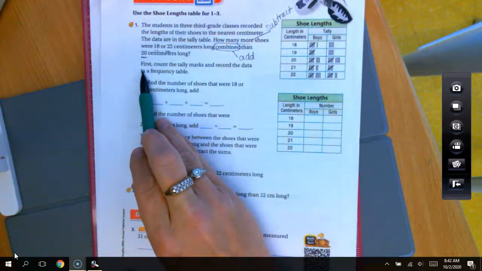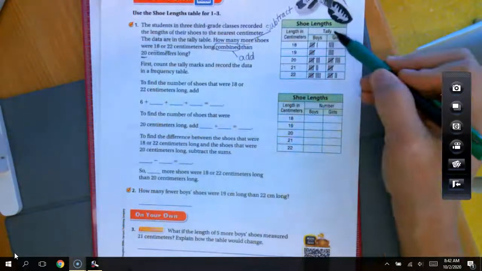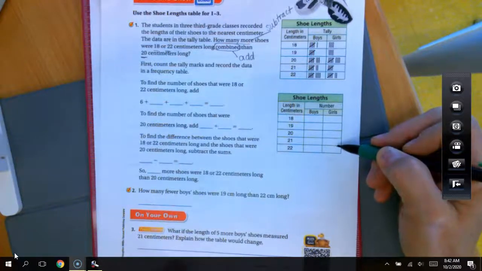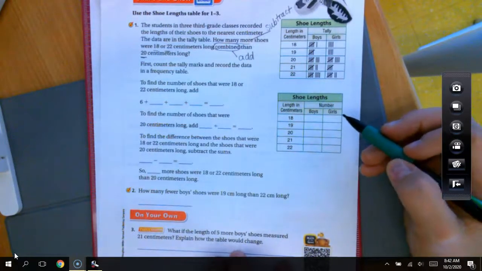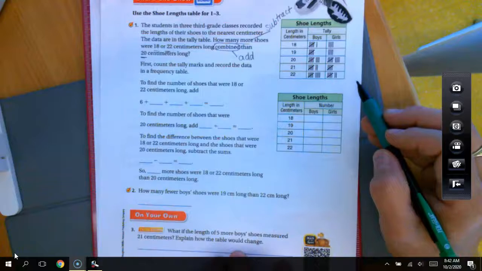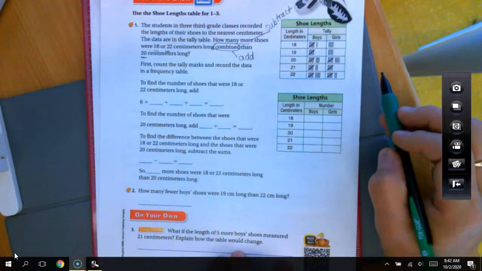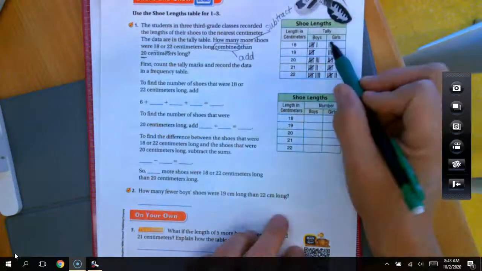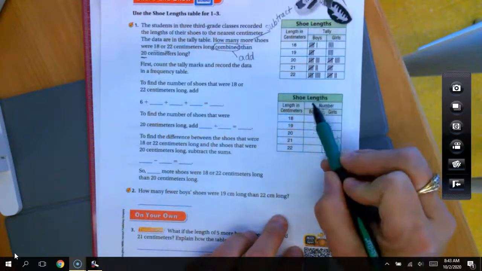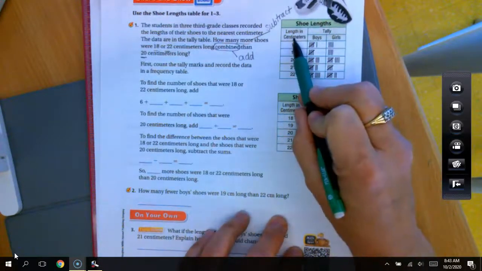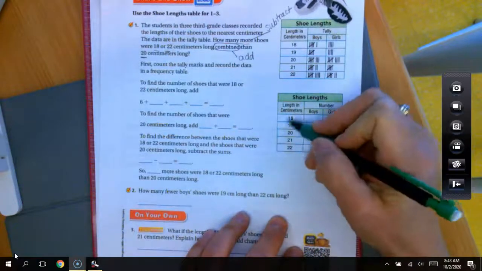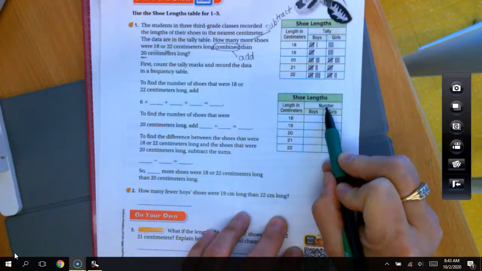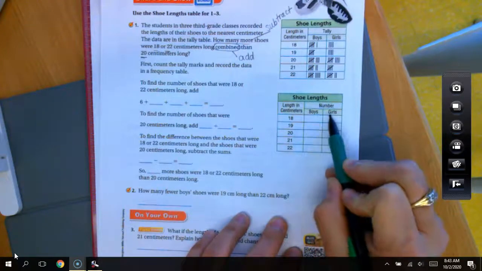So the first thing we're going to do is count the tally marks and record the data into a frequency table. Boys and girls, I always suggest whenever you have a tally table, change it into a frequency table. It will be much easier to do your problems. So here you can see shoe lengths, length in centimeters, and I have the same information. I have the number because we're making it into a frequency table, and I have boys and girls.